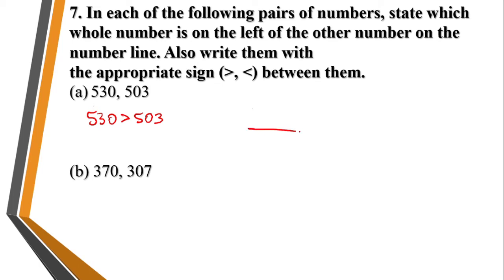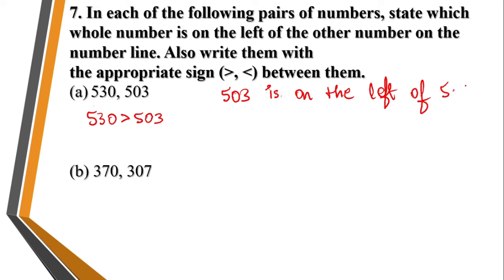So, as we go to the right, the value of the number increases, right? But the numbers which are on the left, the value decreases as we go to the left, right? Now, you can see 503 is the smaller number than 530, right? So, we can easily say that 503 is on the left of 530. So 503 is on the left of 530.